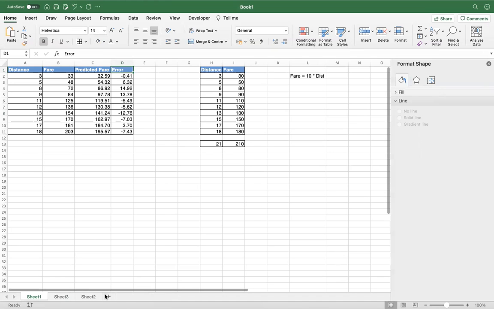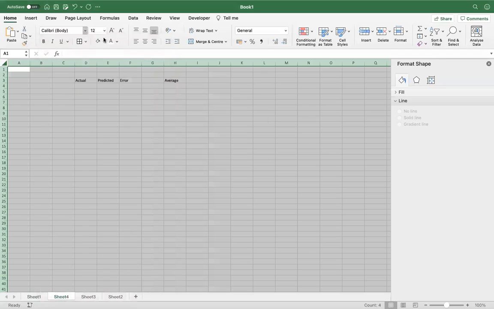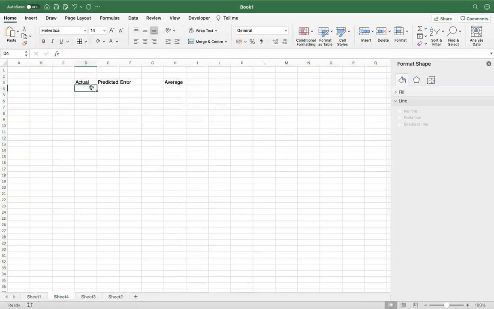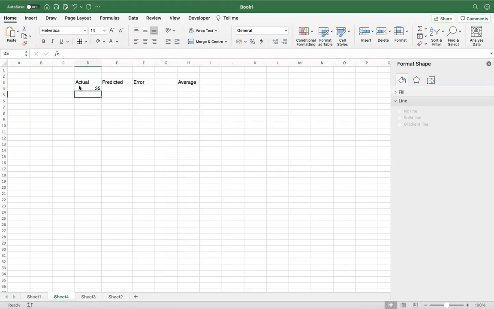I'll give you one example to better understand that. I'll tell you the actual value and a predicted value. Can you calculate the error and tell me the average error as well? Shall we try that? Okay. So let's say the actual values are 35, 37, 39, 41, 43, 45.